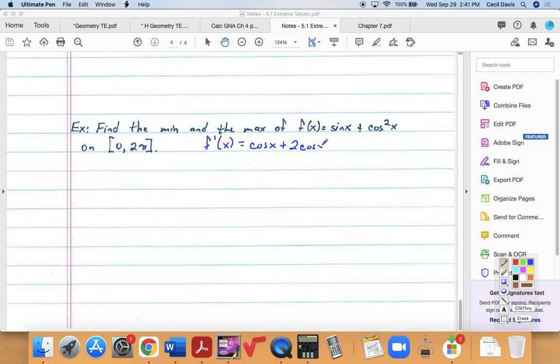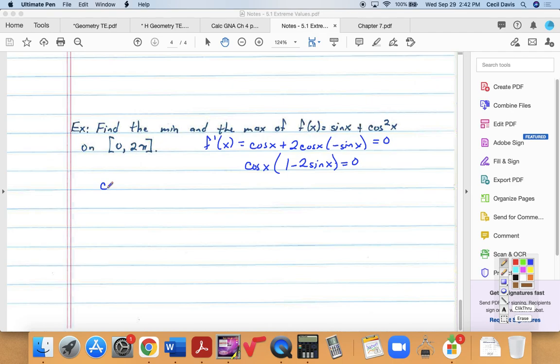So then f prime of x is going to be cosine x plus 2 cosine x times negative sine x. And I want that to be equal to 0. And this is one that we could do by hand. Frequently, when you get ones like this, you can't find those zeros by hand. You'd have to use a calculator. But here I can factor out a cosine x. I have cosine x times 1 minus 2 sine x is equal to 0.